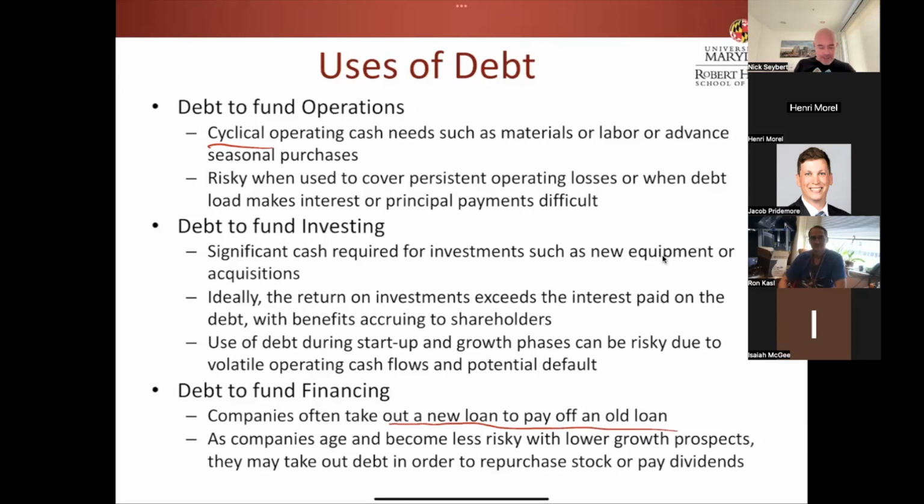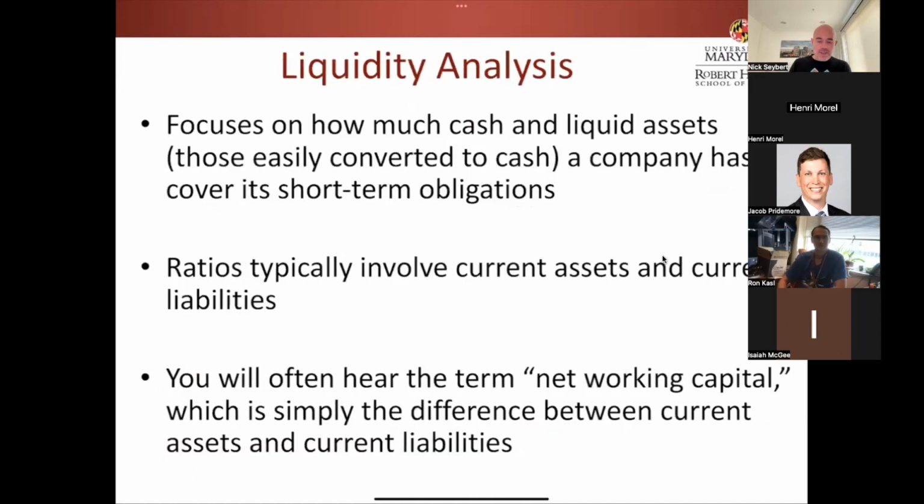And then the other thing, and Ron brought this up earlier, this is what Apple has been doing for the last 10 or so years: as you become less risky, it actually makes sense to take out debt at 1.9%. And you can turn right around and repurchase stock and pay dividends to shareholders, which is consistent with the last session that I taught. That's what shareholders ultimately want. They want money back. And so debt can be used to fund a lower cost way to return capital to shareholders. All right, so that's the uses of debt.